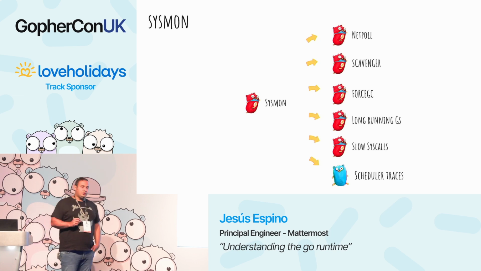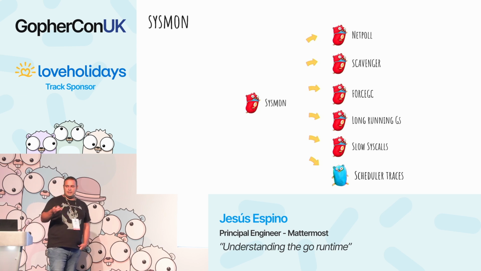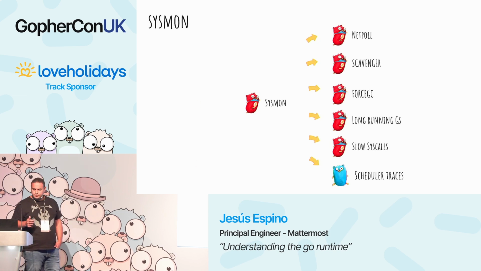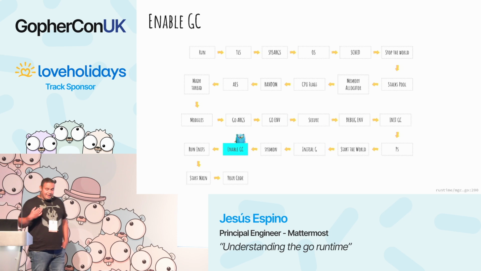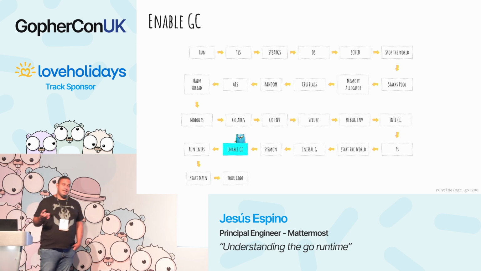And also it's going to show some scheduler traces if you are enabling tracing. The enable GC: at this point, we enable the garbage collector, we spawn the sweeper, spawn the scavenger, and mark the garbage collector as enabled. That means that it's now safe to start running the garbage collector.